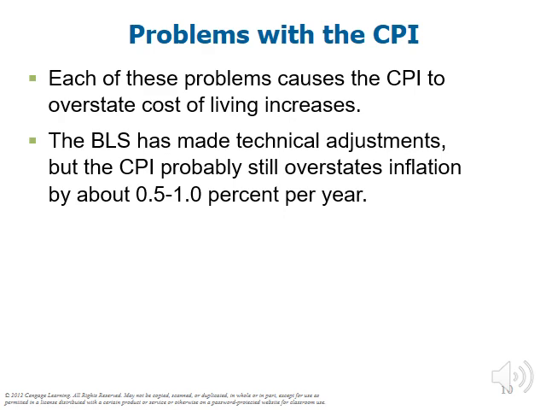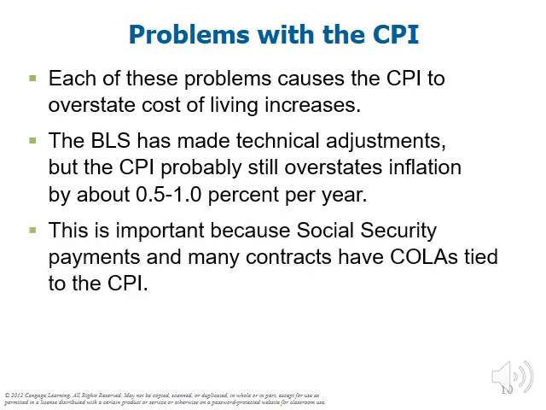In the 1990s, it was estimated that the CPI's upward bias cost taxpayers $1 trillion every 12 years in unnecessary COLAs in Social Security and government pension payments.